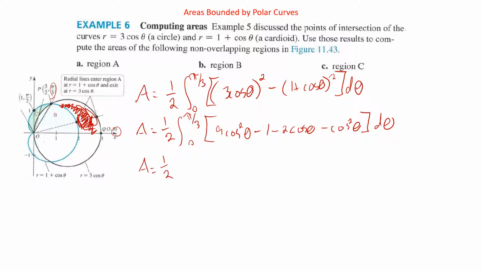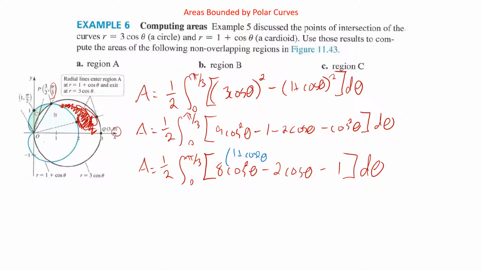So A is 1/2 integral from 0 to pi over 3. 9 cosine squared minus cosine squared will be 8 cosine squared theta, minus 2 cosine theta, minus 1 d theta. And then we can do the cosine squared again. The cosine squared was 1 plus cosine of 2 theta over 2. So this cosine squared can become 1 plus cosine 2 theta over 2. Multiply by the 8. That just makes it the numerator times 4.